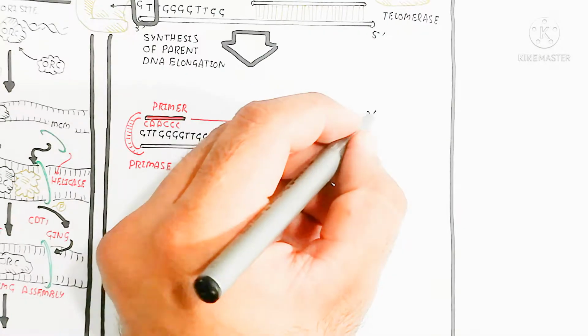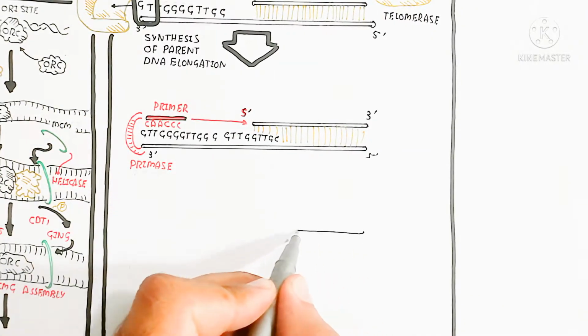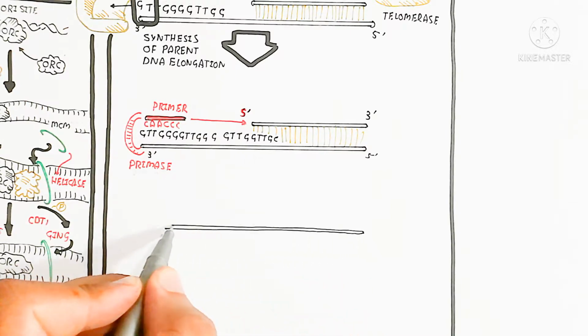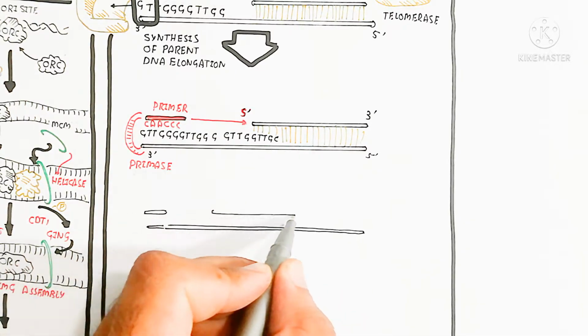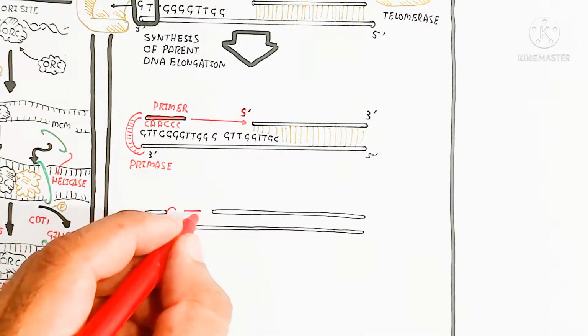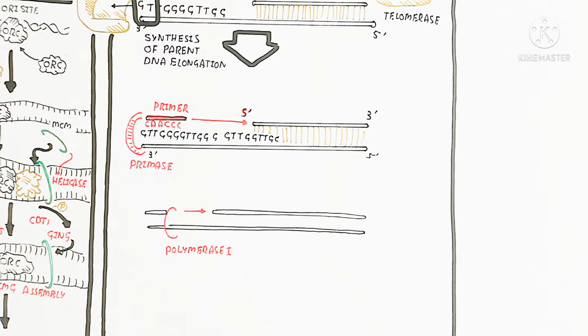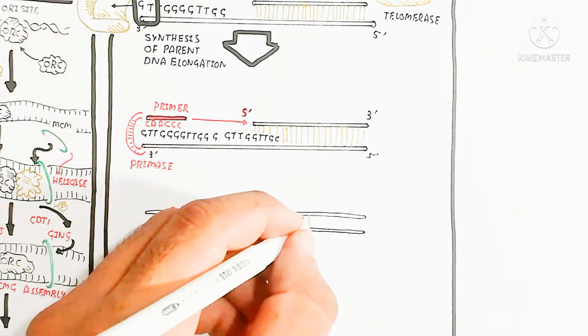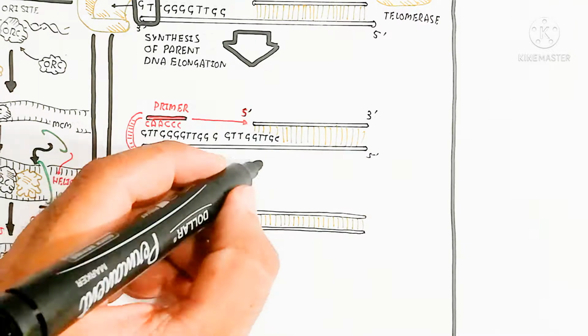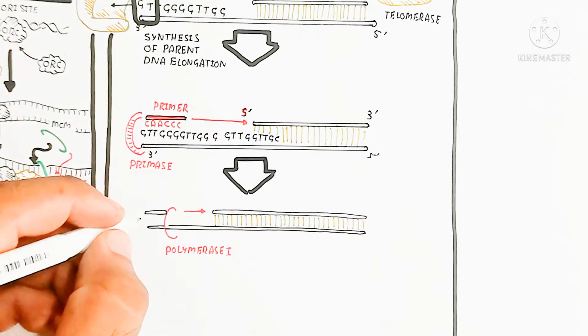After the primer is provided, the sequence GTT, GGGTT, GGGT, GTT, GGTTC is read, and against this the antiparallel strand will be made. Here the primer will bind. After the primer, the polymerase 1 enzyme will polymerize this and the nucleotides will bind.